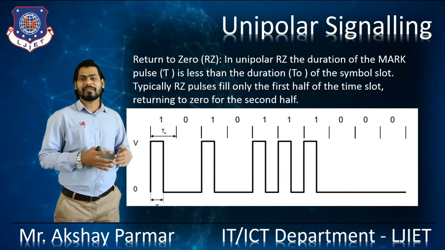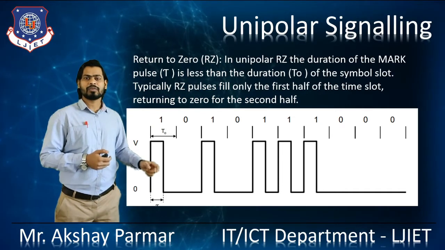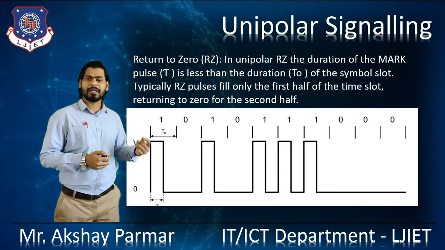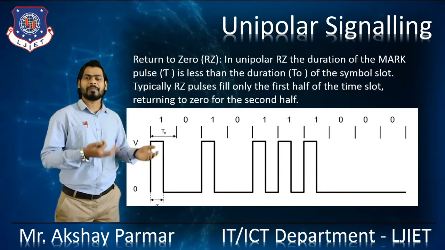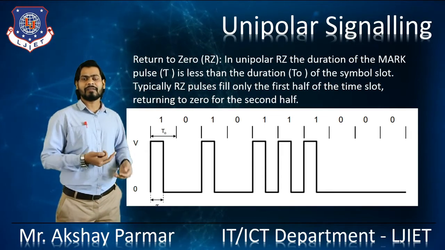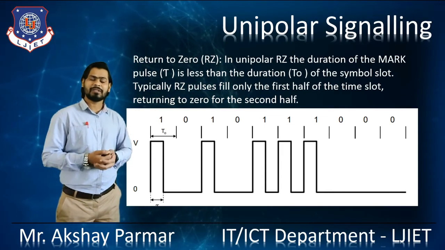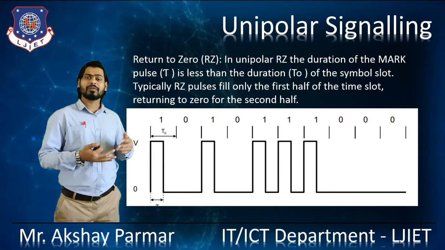Here you can observe in the 1 bit and the 0 bit, the first half will represent that bit. So as we are representing the bit 1, it will be high in the first half, and if we are representing the bit 0, it will not be high, it will remain at the ground level 0, right? This is how you can use the return to 0 technique.